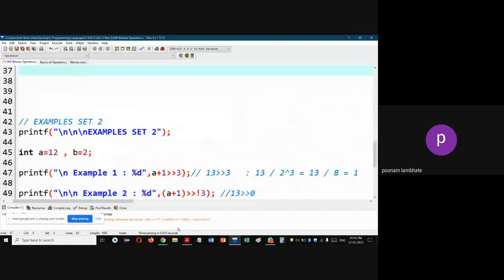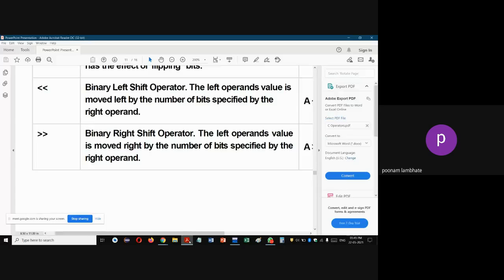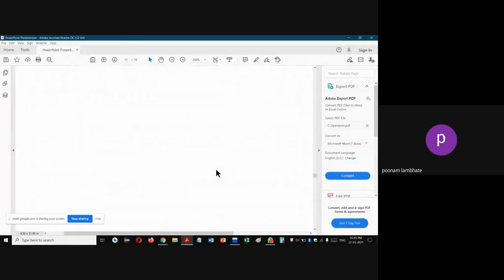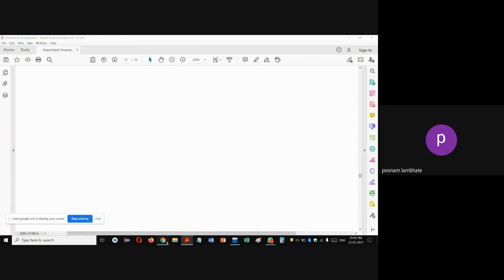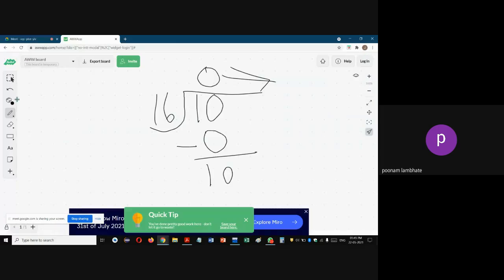Now let us see the negation operation, or you can say bitwise not operation. That is one's complement. Now this also has a particular formula, but can you tell me what is one's complement in your own words? Okay, zeros become 1 and 1 becomes 0. Yes, excellent, correct.